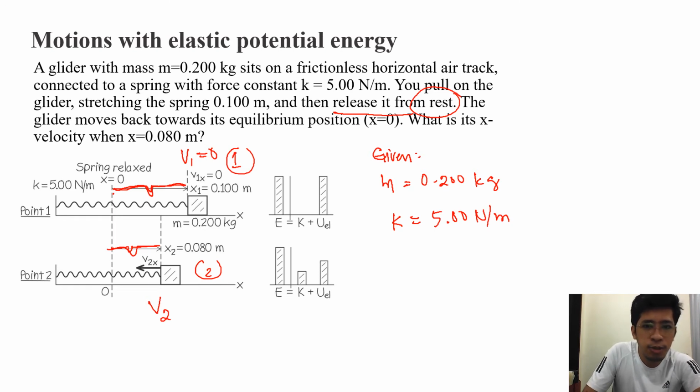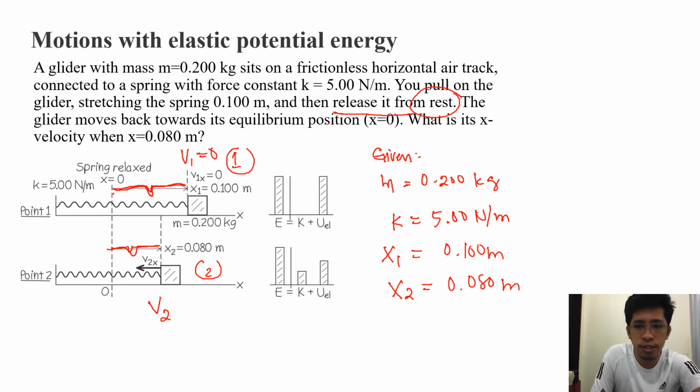So at point 1 also, we have your x1, which is equal to 0.100 meters. The initial position, or the position of your glider at point 1. And at activity 2, at point 2, you have the position x2, which is equal to 0.080 meters. So please take note of this event and of this situation.